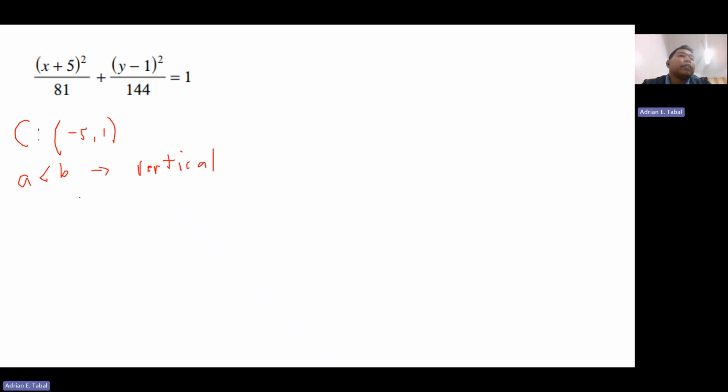After that is our a. Our a squared is 81, so our a will be equal to 9. I'm sorry, this is our b squared, since 81 is less than 144. So this is our b. B is equal to 9. And our a squared is equal to 144, then a is equal to 12.